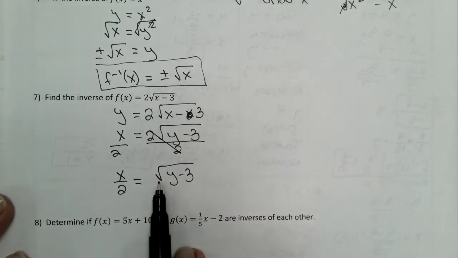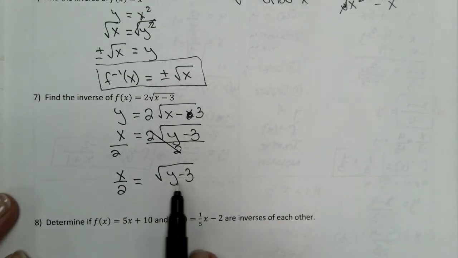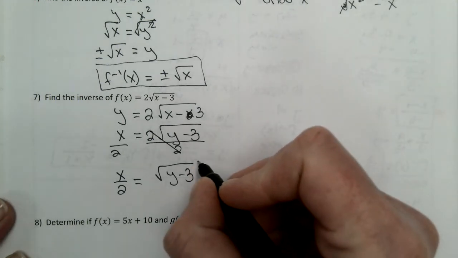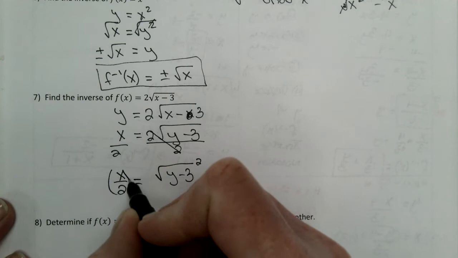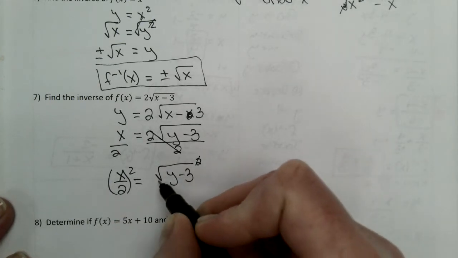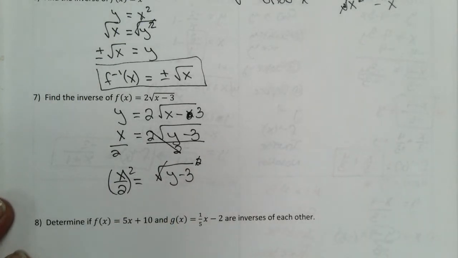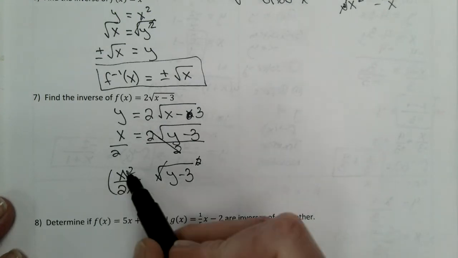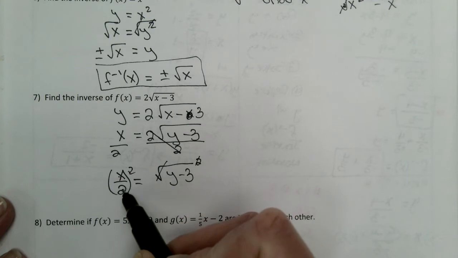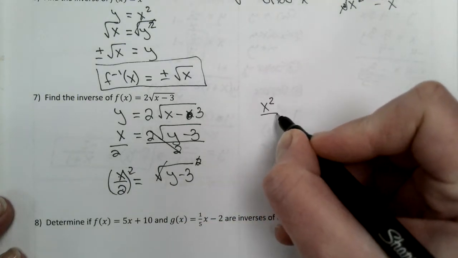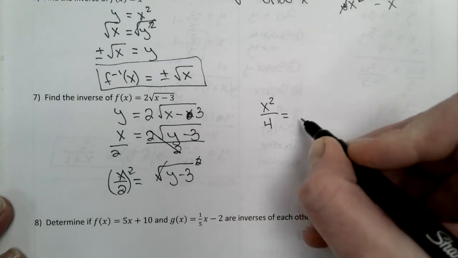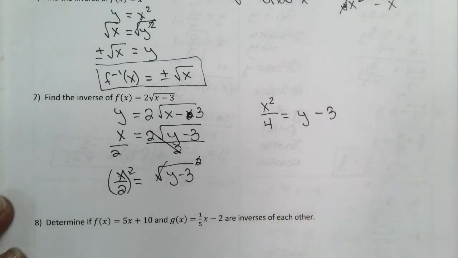So if squaring and radicals undo each other, that means if I square both sides, that is the operation that is going to undo this radical. And then on the left side over here, if you square something, you have to apply that to both the numerator and denominator. That means I have x squared over 4 equals y minus 3.